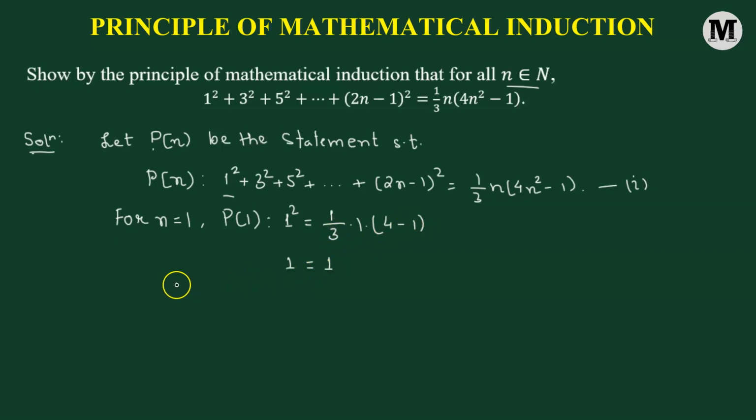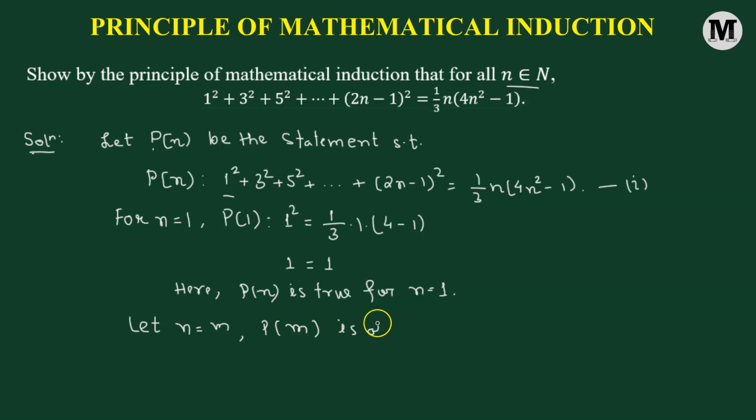So here we have shown that the statement P of n, this original statement given by 1, is true for n equals 1. So we have shown here that it is valid for n equals 1. Now, to show that it is also true for other natural numbers, we will make an assumption here. We will suppose that let n be equal to m. That means we are saying that P of m, this statement is also true.